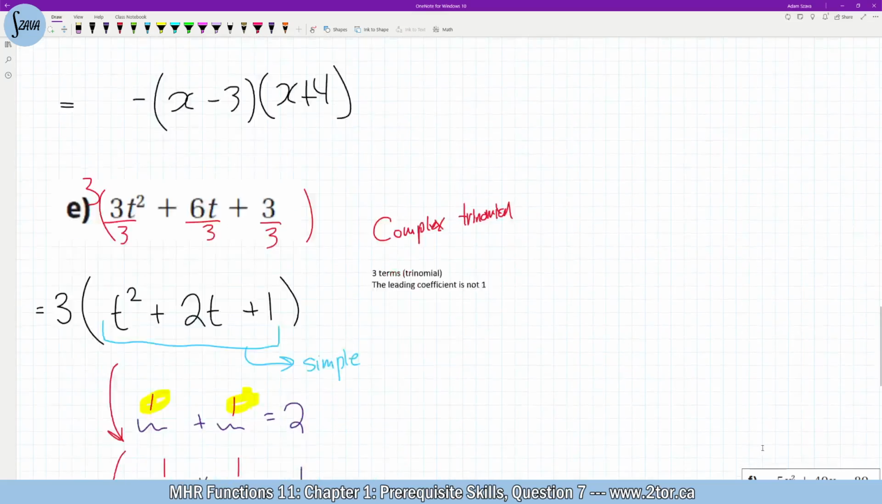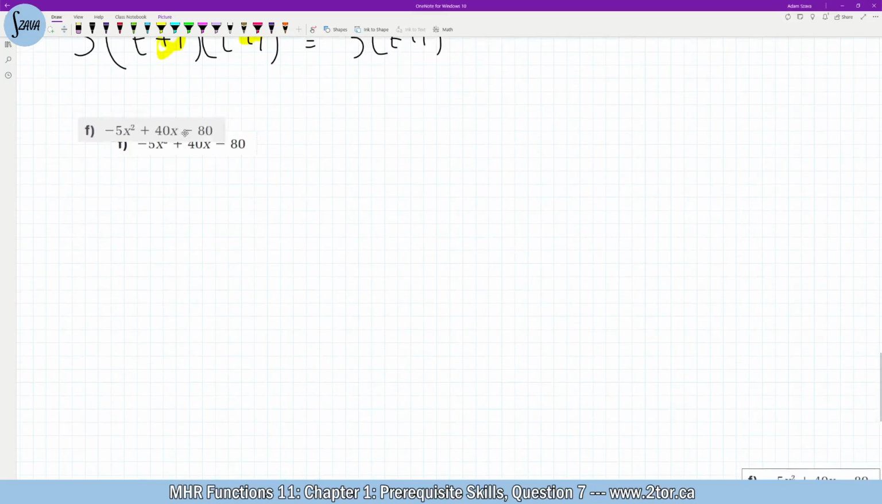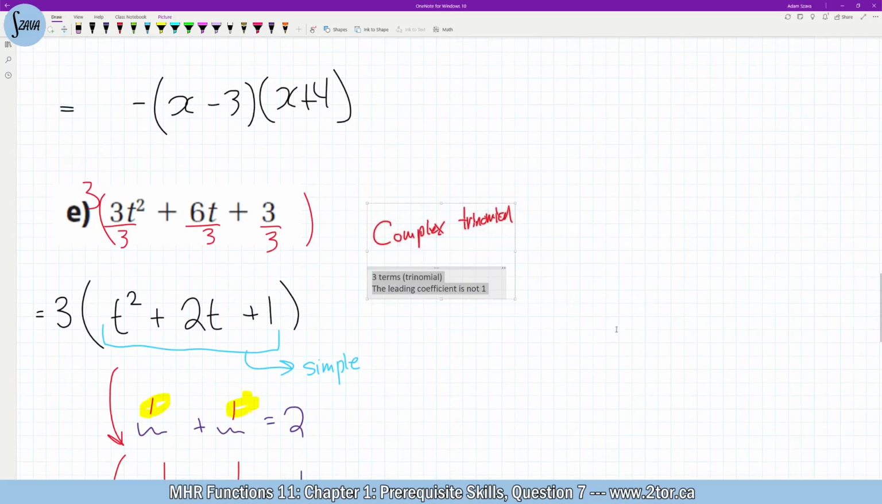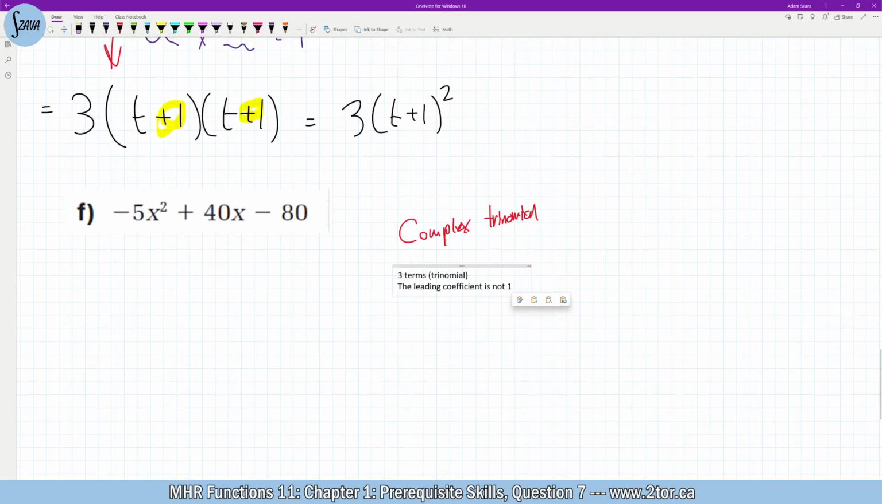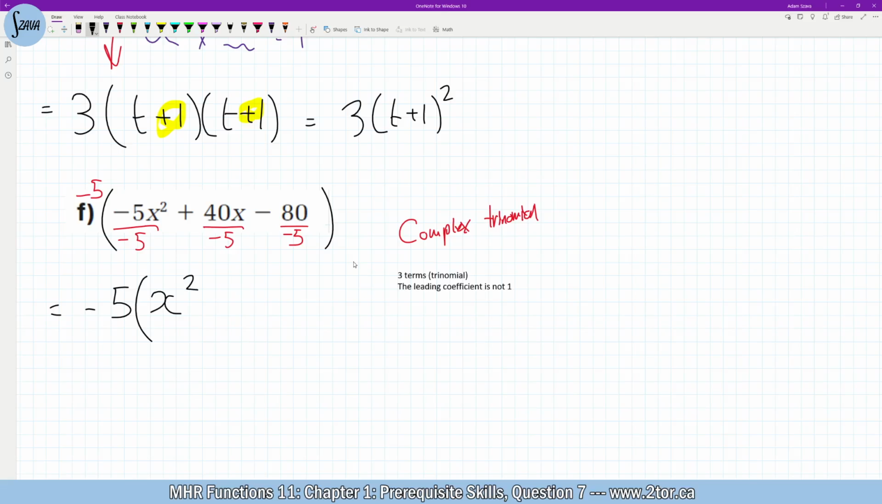Part F is a very similar situation. We are given a complex trinomial. Again, this is a complex trinomial. But we don't have to do complex trinomial factoring on it because I can factor out a -5, the leading coefficient, by dividing everything by -5, but multiplying by -5 to compensate. So I just have -5, and then I just have x squared, -5 over -5 is 1. 40 over -5 is going to be, well, first of all, a negative number.